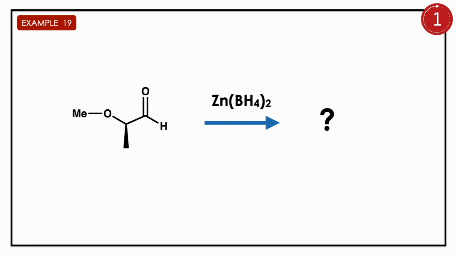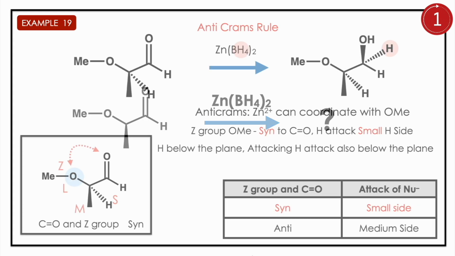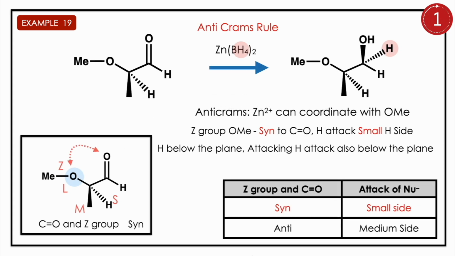Here you have an aldehyde. At the alpha position you have a methyl group and an O-methyl group. Methyl above the plane, O-methyl on the plane. You are using zinc borohydride. You should find what will be the final product. Here you have carbonyl, and the alpha position has a chiral carbon. You should redraw that with hydrogen. So hydrogen below the plane, methyl above the plane. Since O-methyl can coordinate with zinc ion, there are chances of Anti-Cram's rule.